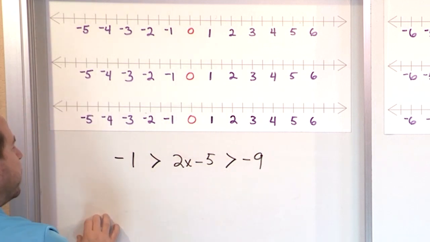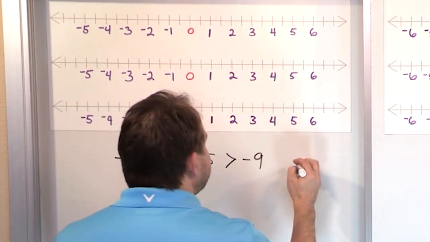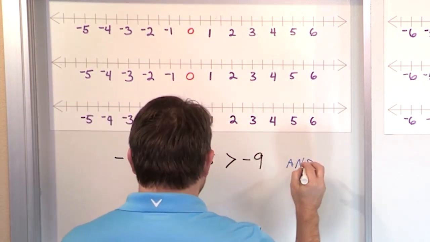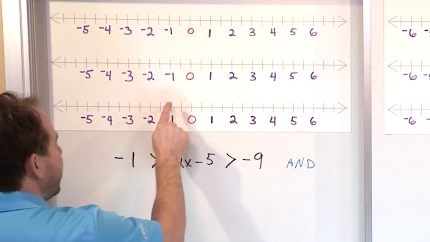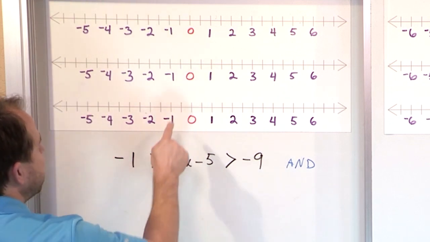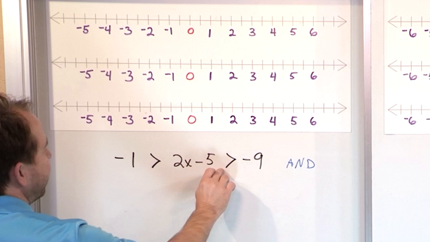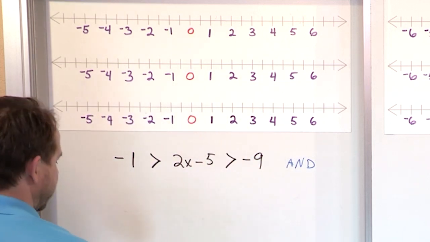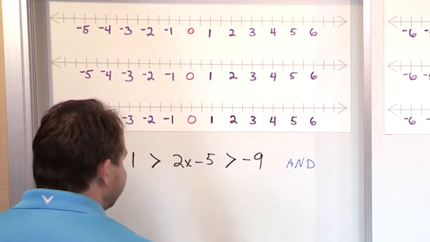You read it from the inside out, but because it's written as a double arrowhead like this, you automatically know that this is an and type of situation. So you can expect that whenever you plot it, eventually when we find the solution, it will form a line segment on the number line. You might have a closed end or an open end depending on what the problem is. In this case, we're going to have open circles, but it will form a line segment between two values on the number line.